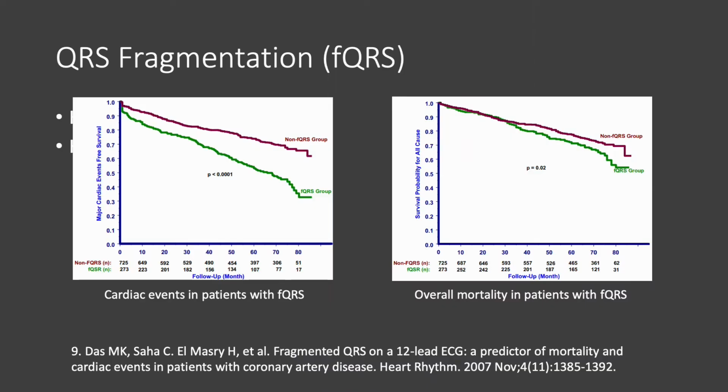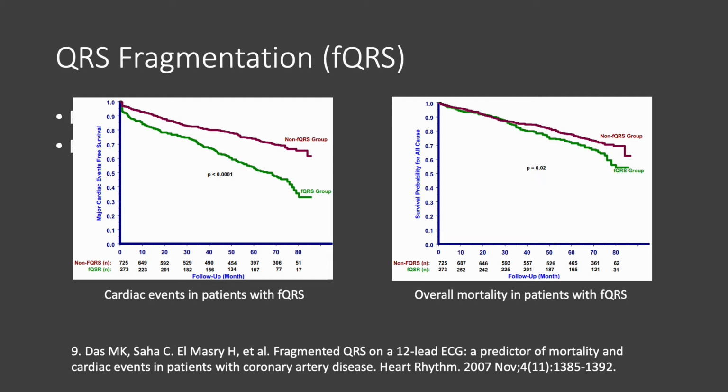As you can see in these Kaplan-Meier curves, the difference in cardiac events among patients with a fragmented QRS versus those without is striking from the onset. This is shown in the left graph. Likewise, in the right graph, you can see that all-cause mortality was significantly higher in the fragmented QRS group, and the curves had separated by about 3 years.